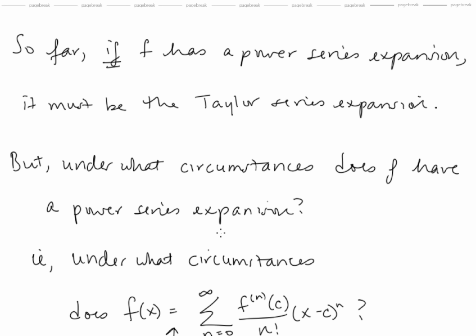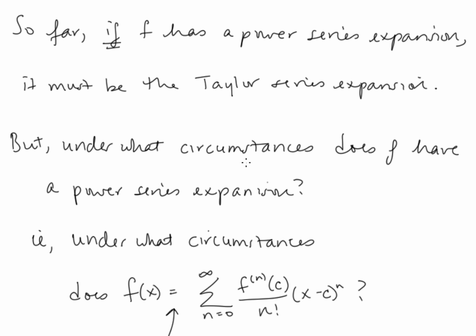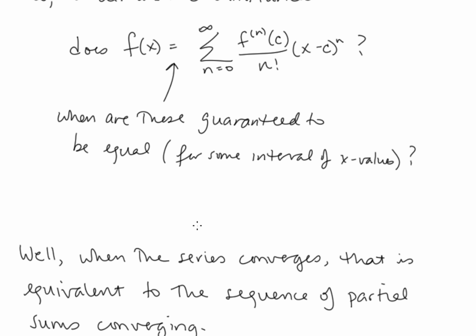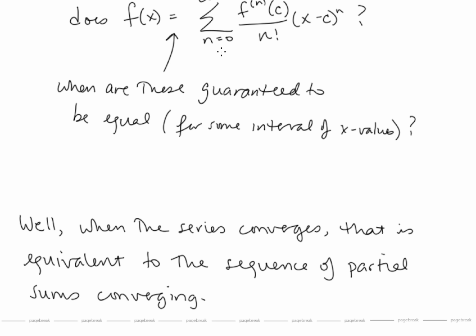But we still don't know under what circumstances f has a power series expansion. In other words, when does this series actually converge to f of x? When is this guaranteed? So let's explore a little further. If the series converged to f of x, then we're saying that the sequence of partial sums converges to f of x.